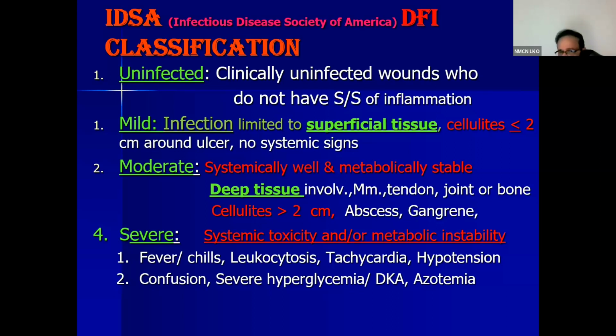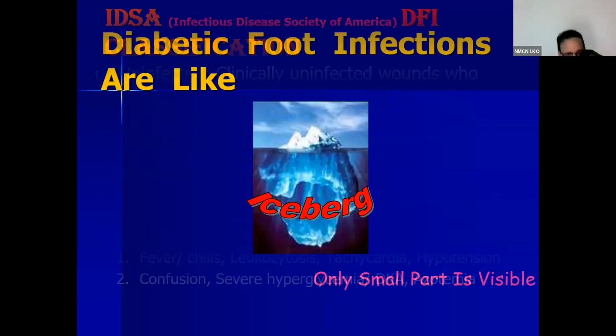And the severe variety of the IDSA classification is when the patient is systemically toxic and metabolically unstable, with hypotension, tachycardia, confusion, vomiting, diabetic ketoacidosis, azotemia, etc. All these are features of severe diabetic foot infection.